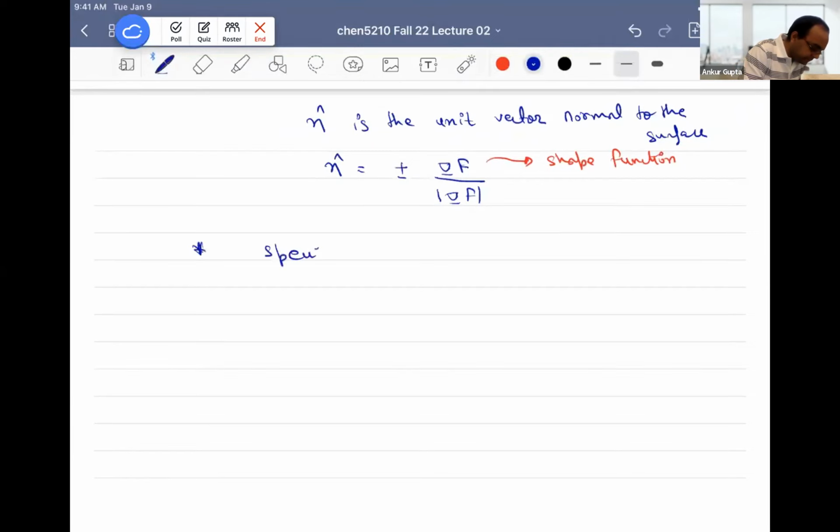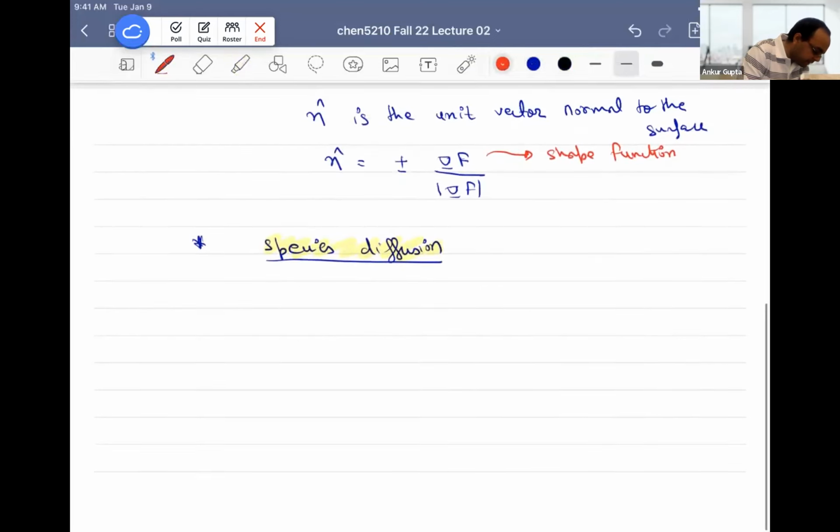Now let's go to the second part, which we just started and did not finish, species diffusion. We said that species diffusion has, we will write the total flux in two parts. One is a mass average velocity, and the other is the molar average velocity. Let's do this slowly, because I know this is one of the most tricky concepts in species diffusion.